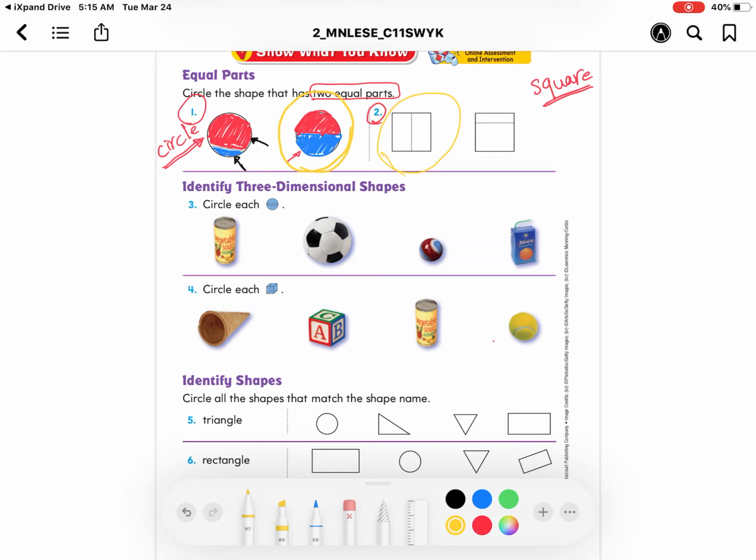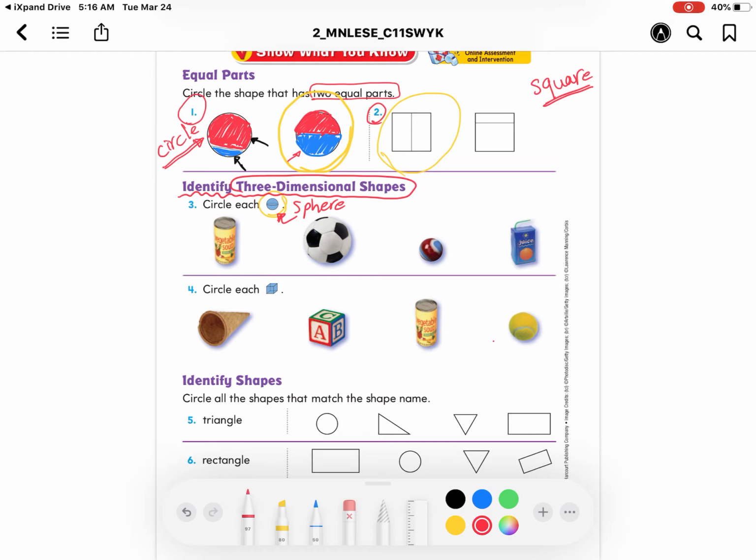Now, after finishing the equal parts, let's identify the three-dimensional shapes. Circle each. What is this shape? Can someone tell me? Is it a circle? No. Why? How did I know this? Because we are identifying the three-dimensional shapes, and circle is a two-dimensional shape. It's not a three-dimensional shape. So circle each. Sphere. Excellent. This is a sphere.